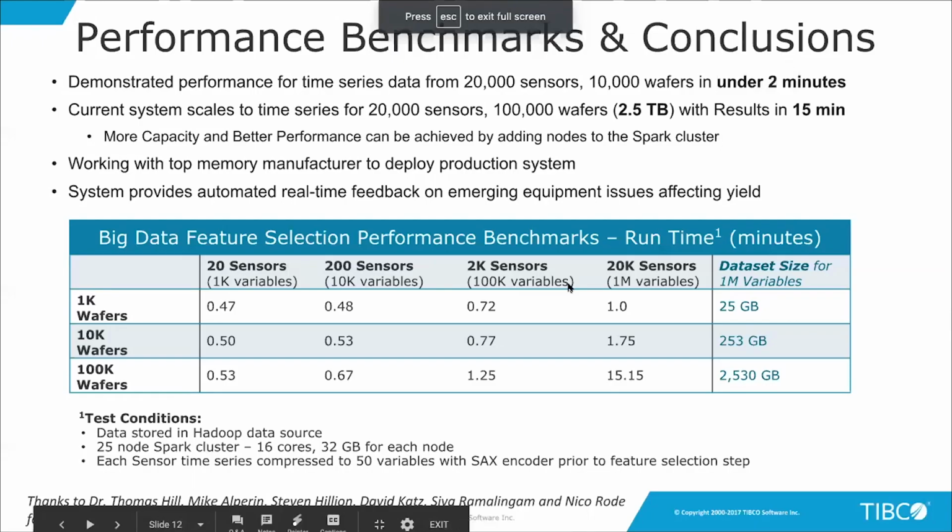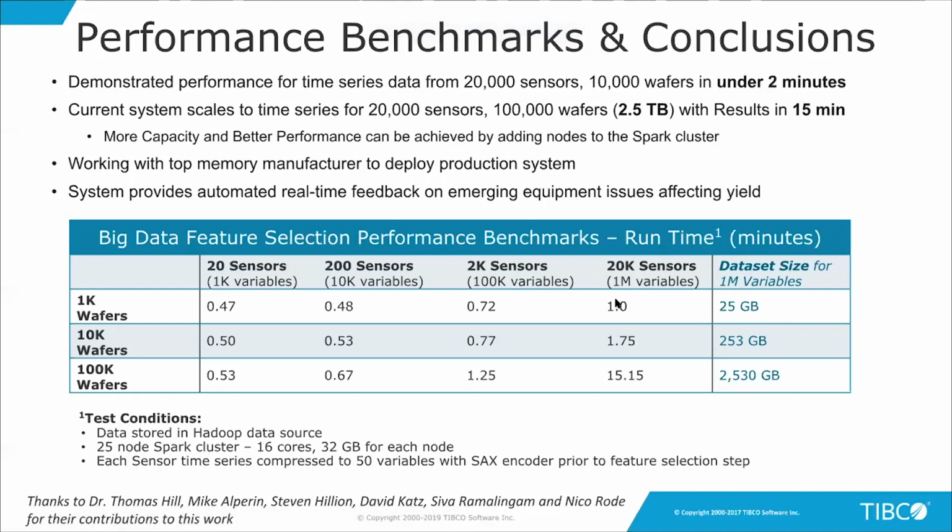So we've done some performance benchmarks and it's on a relatively typical data set where you have, say, maybe 1,000 wafers going through and maybe 20,000 sensors, which, once we've done the SACS encoding, is essentially 1 million variables because there's 50 time points per sensor. We can do this processing in about a minute.